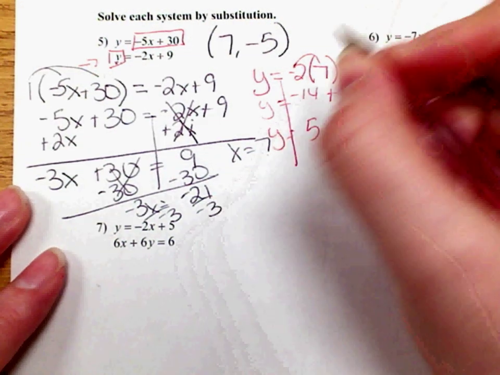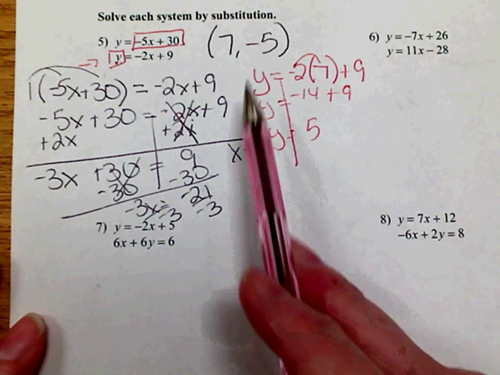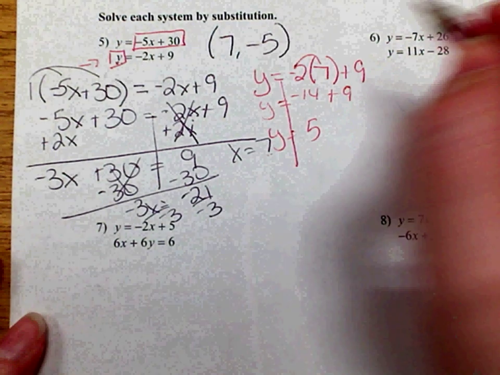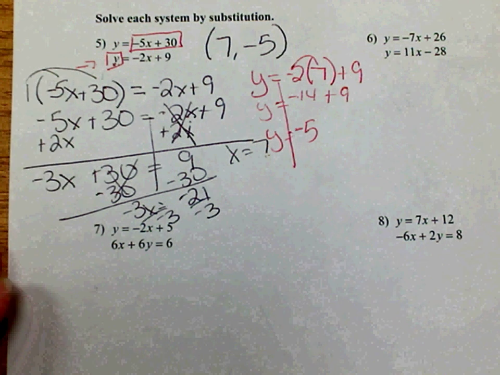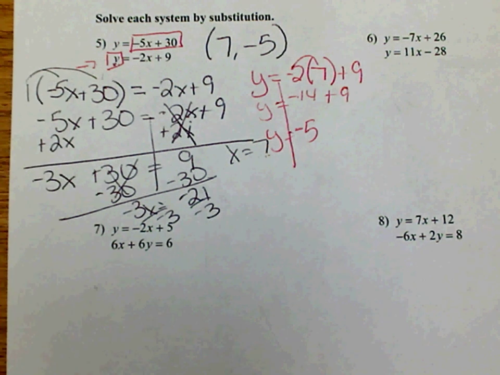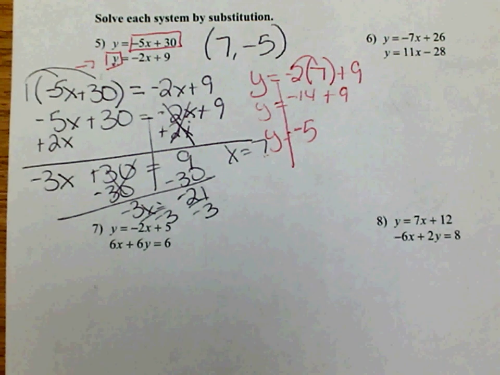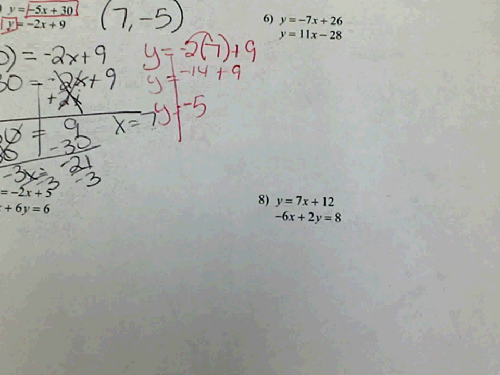So now we've just verified that we have x equals 7, y equals negative 5, sorry, because negative 14 plus 9 is negative 5. So we've just verified that we did it right. So that's something you can do to help verify that your calculator steps are accurate.